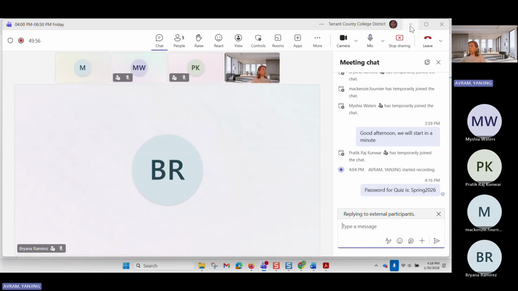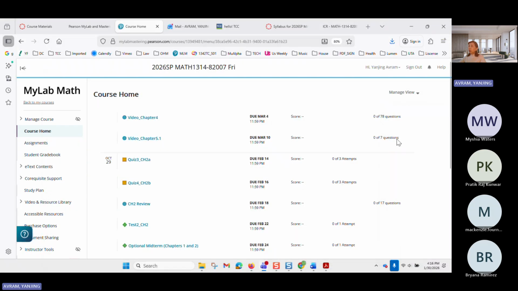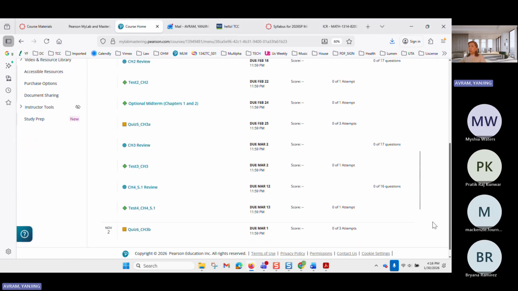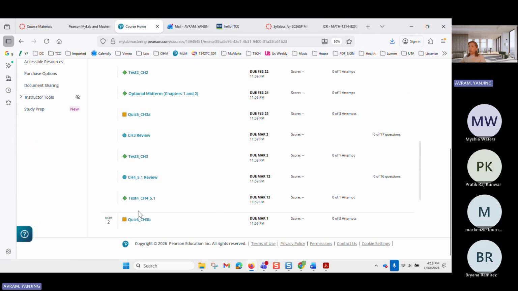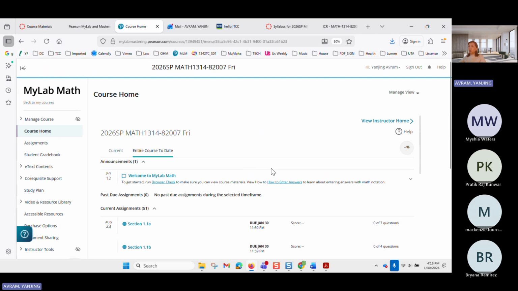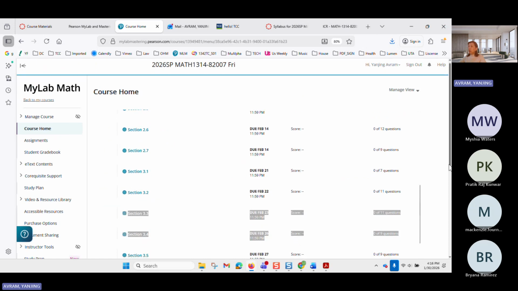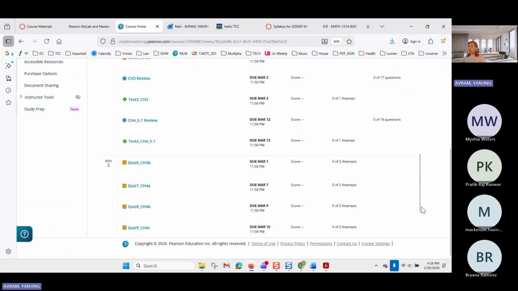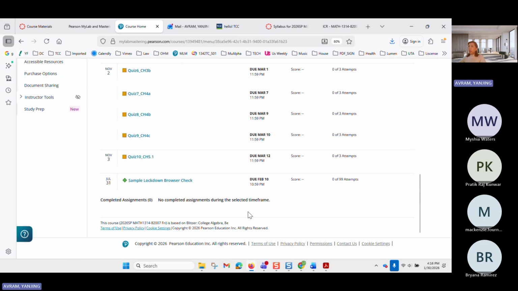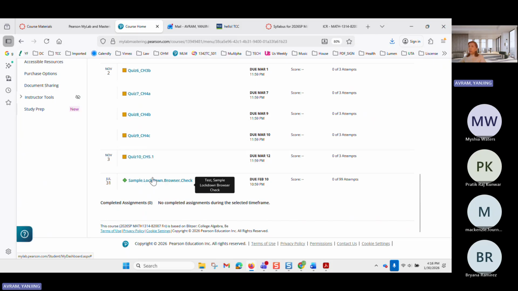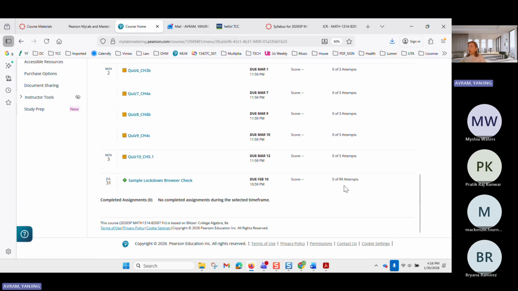So that is the quiz password. For the test, you do need to have a lockdown browser. If you want to open the test here, it will ask you to use the lockdown browser. For the quiz, you don't need a lockdown browser, plus you have 3 attempts. The test will be only 1 attempt. But I have this sample lockdown browser, which you can open multiple times. Look at this, you have 99 attempts.